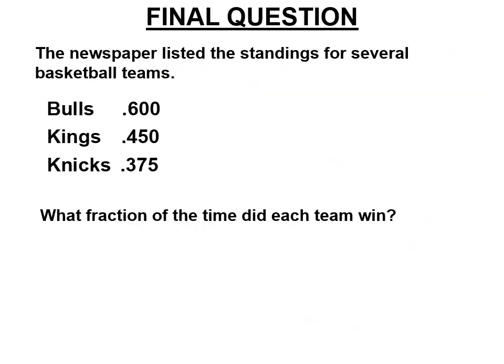All right, so we're going to find the fraction that each of these teams won. Now you can just cross out these zeros and go right to 6/10. You don't have to write 600 thousandths. That's a waste of time, right? Then we can simplify 6/10, and the Bulls won 3/5 of the time.